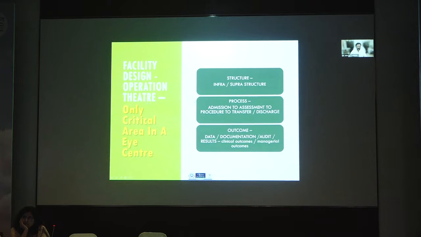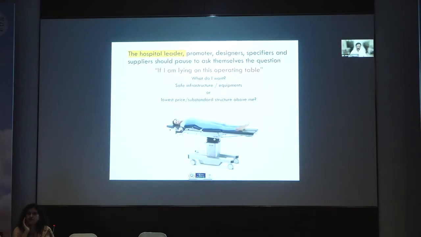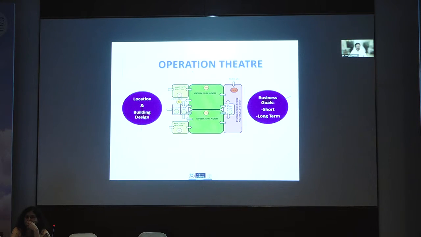So basically, OT is the only critical area in an eye center. You have to focus on structure, infrastructure, and superstructure, the process requirement, and the outcomes. As a hospital leader, you have to think like a patient. If I am lying on this operating table, what do I want? How safe should the infrastructure and equipment be, or do we focus on the lowest price or substandard structure above me? This would be the defining question to focus on the short-term goals and long-term goals.